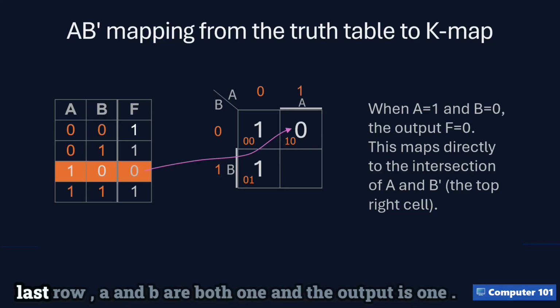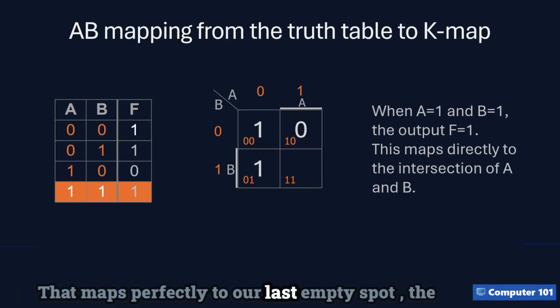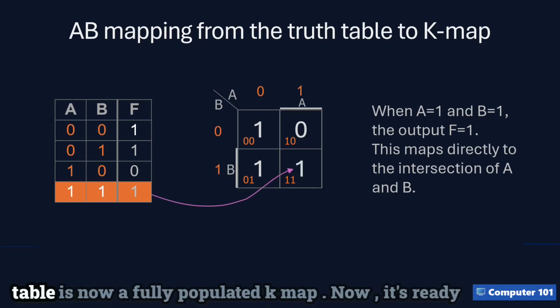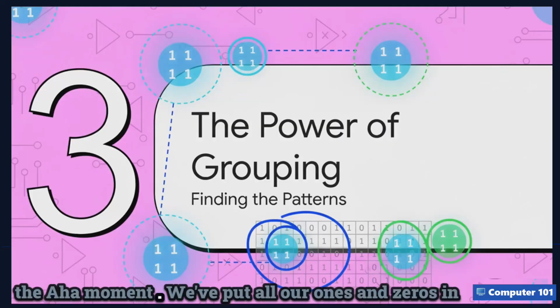And finally, the last row. A and B are both 1, and the output is 1. That maps perfectly to our last empty spot, the bottom right cell. And there you have it. Our truth table is now a fully populated K-map. Now it's ready for the real magic. Okay, get ready because this is the aha moment. We've put all our ones and zeros in their places.